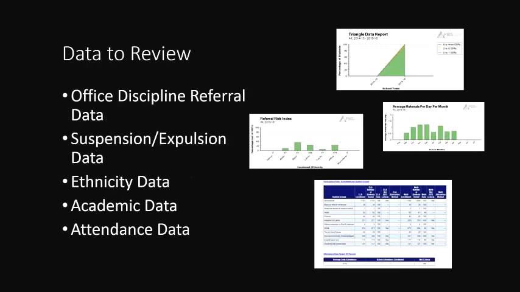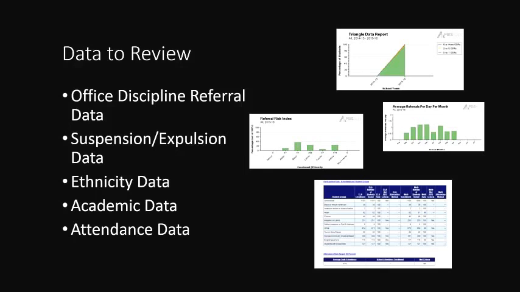One thing that I want to say, this list of outcome data we can review is certainly not exhaustive, and each school district and school is going to focus on the particular data that is most critical and important to them, that they want to see changes and positive outcomes in. So a few of the examples here: office discipline referral data. I have the triangle data report and average referrals per day per month report that we can get in SWIS. Suspension and expulsion data. That's good data to review annually as well as throughout the year.